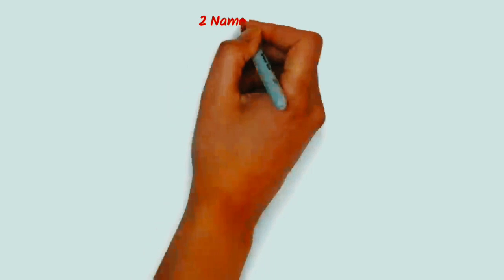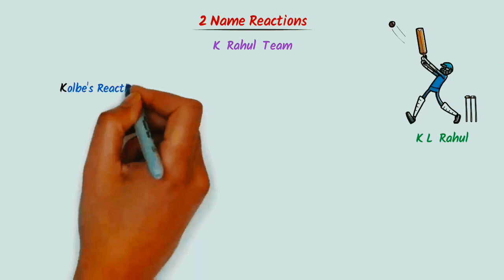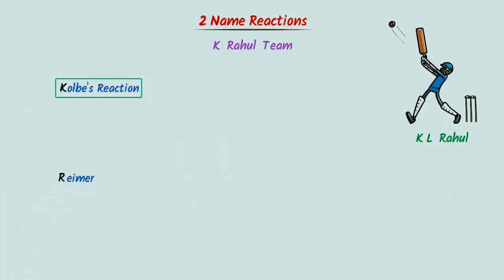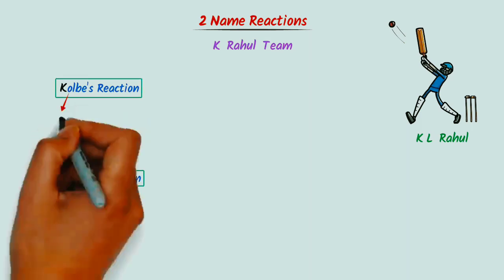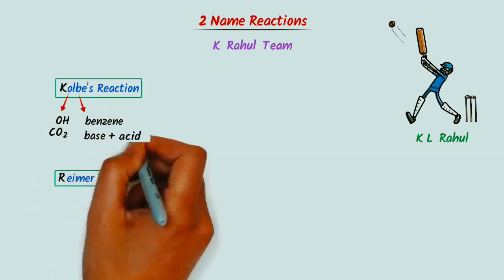Now I will teach you two more reactions. I write the name of a famous cricketer's team. Here this K stands for Kolbe's reaction and this R and T stand for Reimer-Tiemann's reaction. Now listen carefully. This O in Kolbe stands for OH and carbon dioxide. This B stands for benzene and base plus salt.